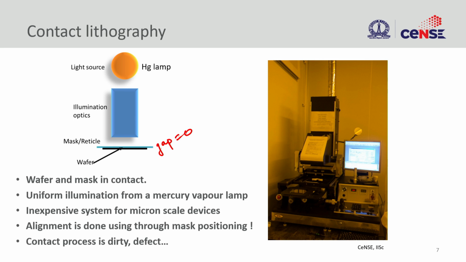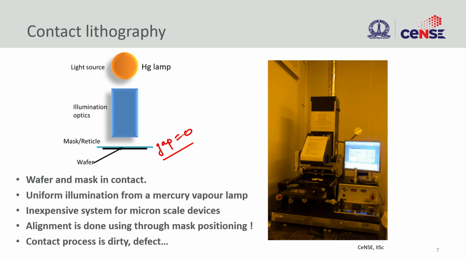But if you want to do two layers of lithography, the first layer you had some device, and in the second layer you say I want to put some electrodes to have electrical contacts. So how do we do that? That requires alignment, and that alignment is done through this mask positioning and so on. The only problem in this contact process, though it is very simple and you don't need to worry about the gap, is this.